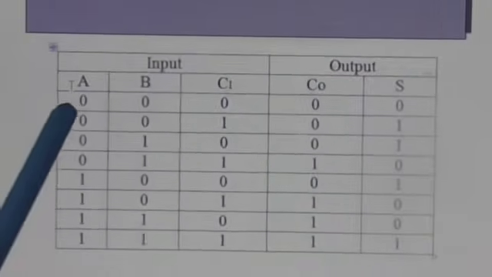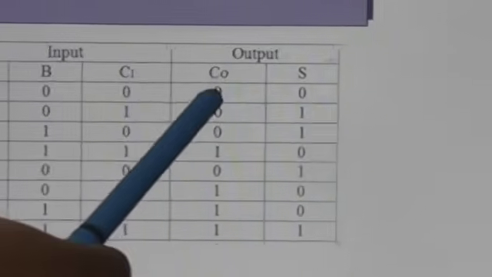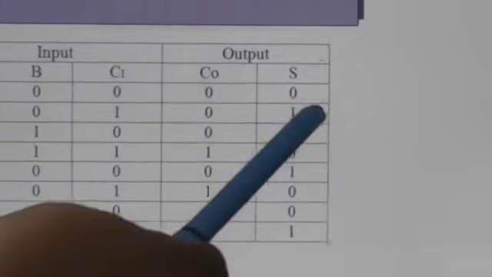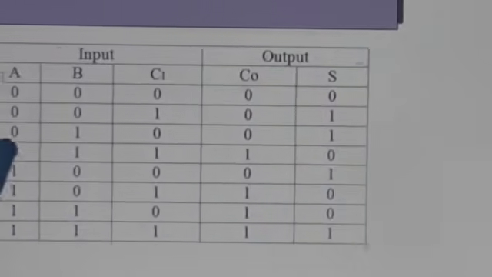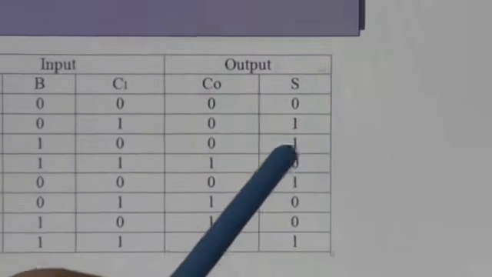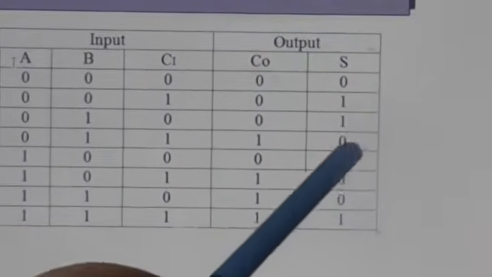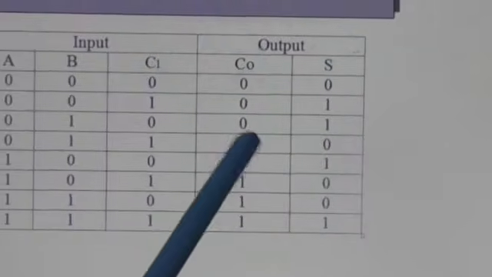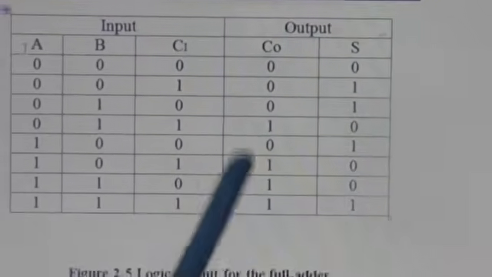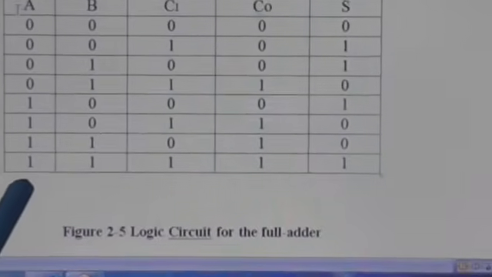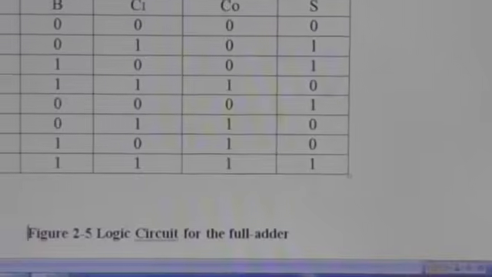Clear? Now see, if all the inputs are 0, it produces carry 0, sum 0. Now the 0 0 1 condition gives sum 1, carry 0. The 0 1 0 condition gives sum 1, carry 0. Now the 1 1 0 condition gives sum 0, carry 1. Like that. Similarly, the last condition 1 1 1 gives sum 1 and carry 1 generated.